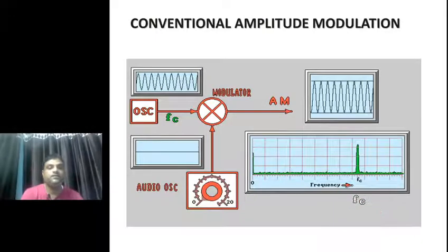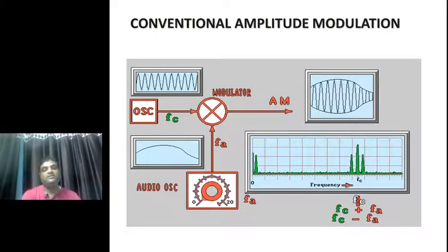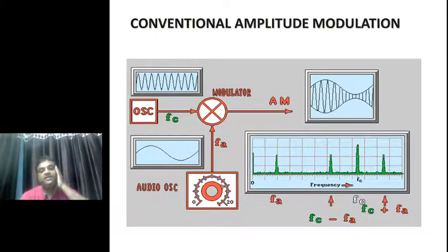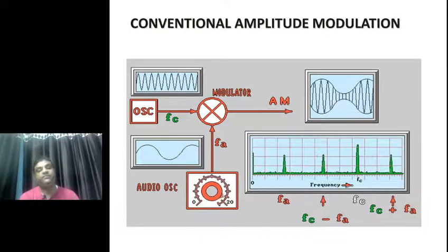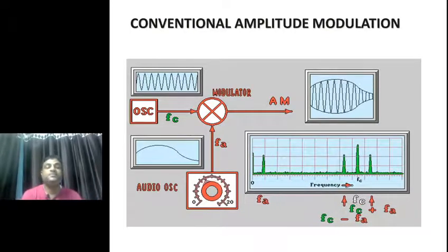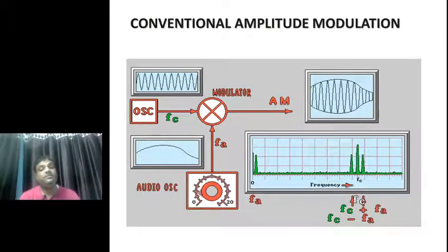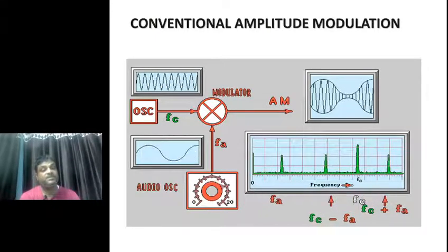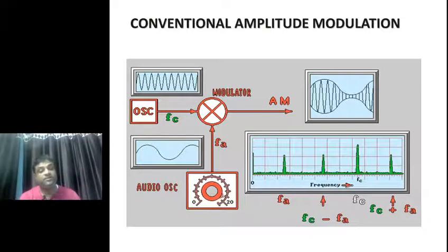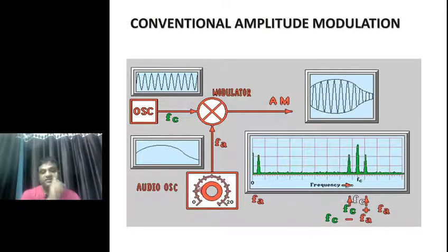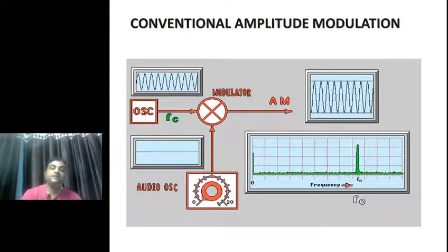Actually, due to this modulator, fc and fa are multiplied, then it creates fc plus fa and fc minus fa. So the spectrum of the message signal is centered around 0, but the spectrum of the modulated signal is centered at fc.